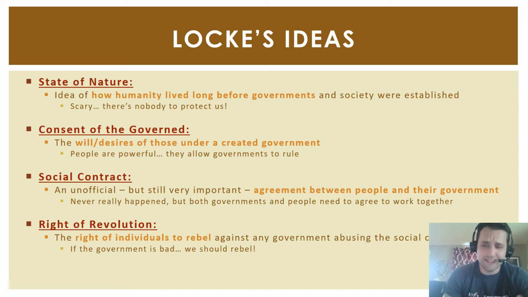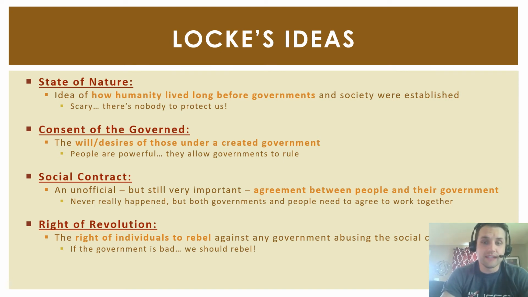Now, this agreement is called the social contract. It's not a contract in the sense that some people and some governments came together and signed this thing out. It wasn't real. But it's important because the social contract is this very unofficial but still super key agreement between people and their government. Again, it's not an actual historical event. But what he says is there's this unspoken agreement between us and our government. We have to follow the laws, right? We have to obey the government. But in return, the government is there to protect our rights.